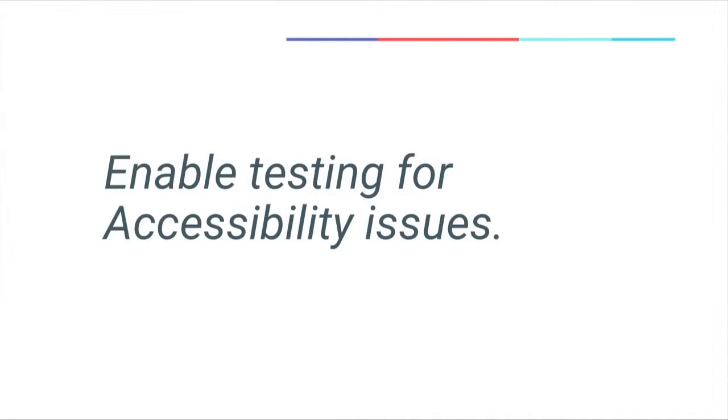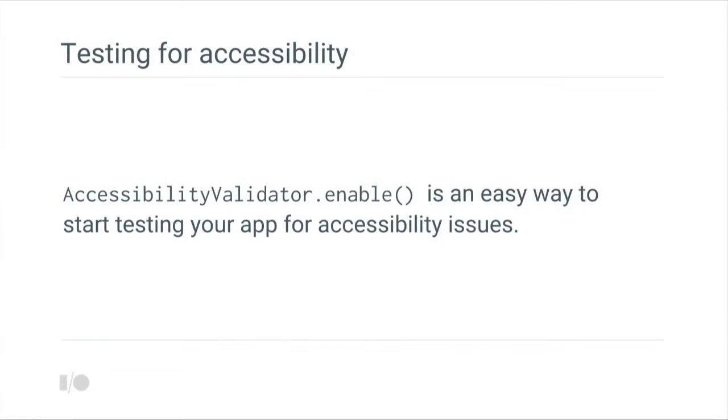And finally, enable testing for accessibility issues. So that's something many developers still don't think about, sadly, but really, you want to make sure that your applications are accessible to all people who want to use them. And Espresso gives you a very easy way. Just enable the accessibility validator. It's a very easy way to start testing for very common accessibility issues. So please enable that and fix your apps, fix your views to make sure the app can be used by anyone.